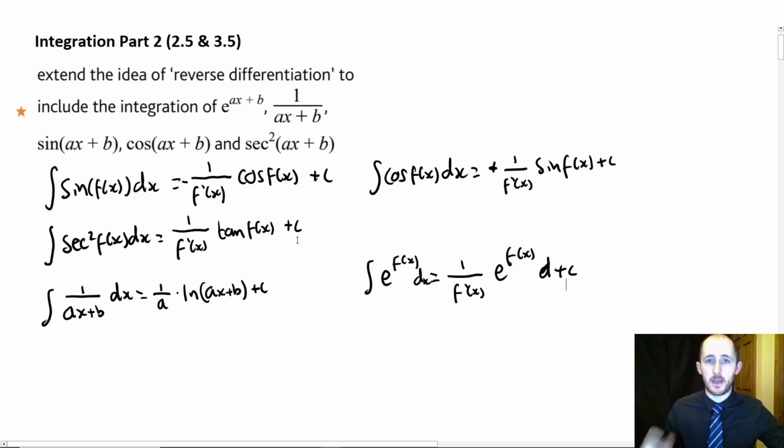So the reason why these are really important, what I'd recommend you do is write down these results on a piece of paper, and whenever you do an integration question as part of your revision, you have them all just in front of you. That will help you remember them, but it will also help you work out the answers to these integrations.